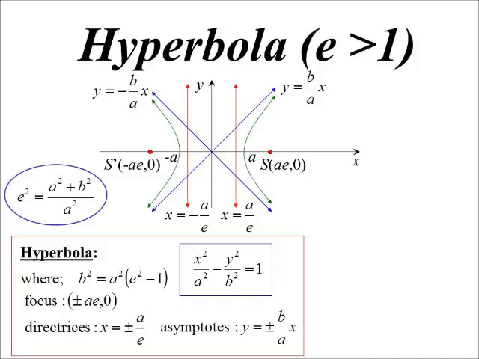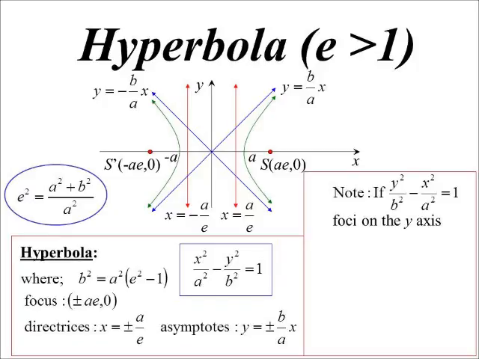A hyperbola, of course, has asymptotes as well. And the equation of the asymptote is y equals plus or minus b on a x. That is when the foci is on the x-axis. What happens with the foci on the y-axis? So it has nothing to do with the size of a squared and b squared.